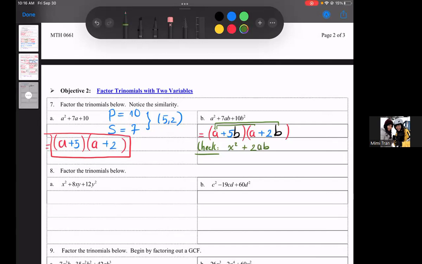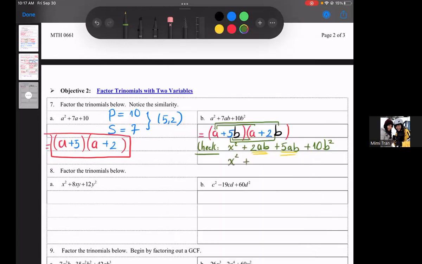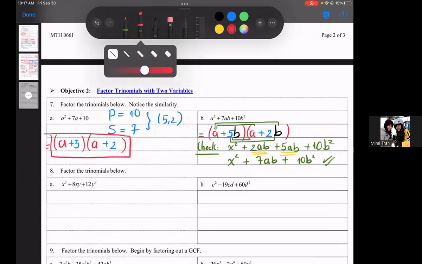Inner, 5B times A is 5AB. And last, 5B times 2B is 10B squared. What do I do with the middle terms? Yes, you combine them together, right? I'm running out of color here. So the two is the same. You combine them. So we write A squared, 2 plus 5 is 7AB plus 10B squared. Done. Let's check. Let me highlight your answer.